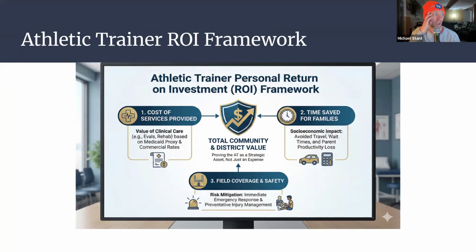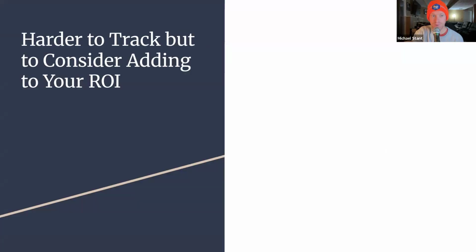Or what you would be reimbursed. So, the cost of services provided, that's your evals, your rehabs, etc. Time saved for families, avoided travel times and lost productivity, and then field coverage. Those are the three numbers I use, and we use at Baltimore City.